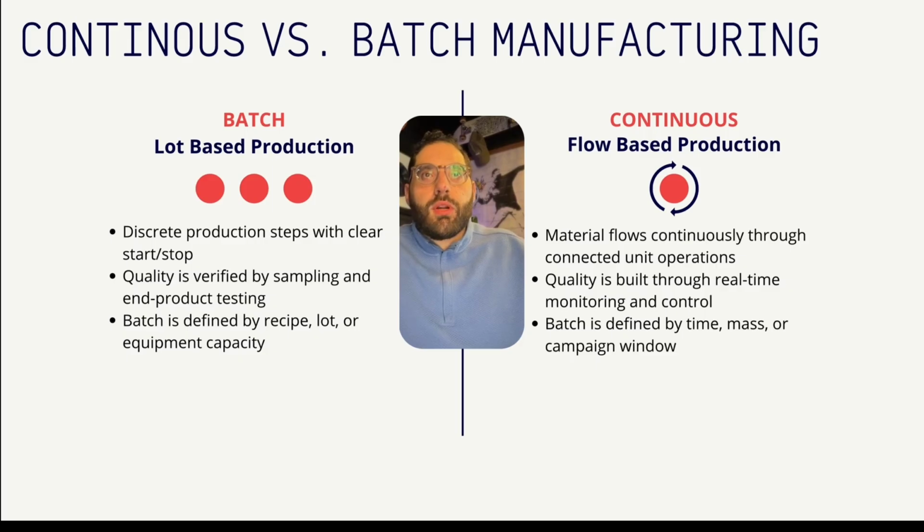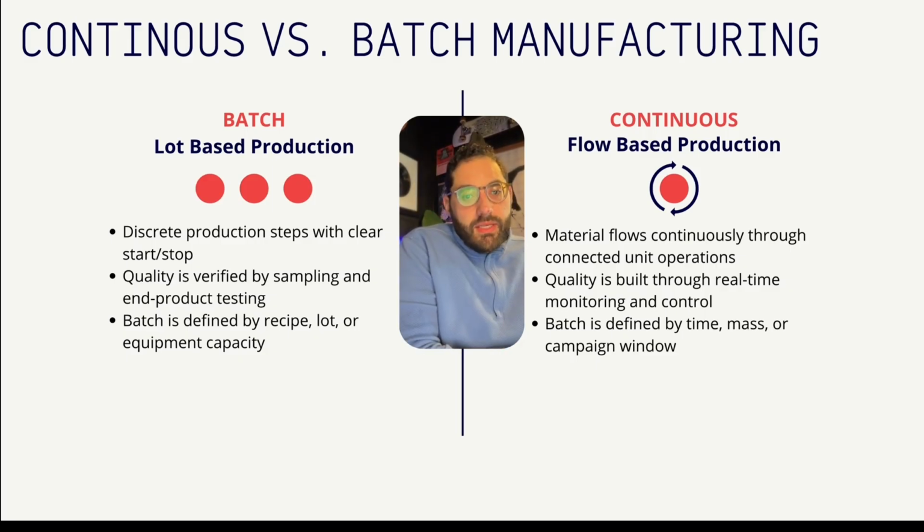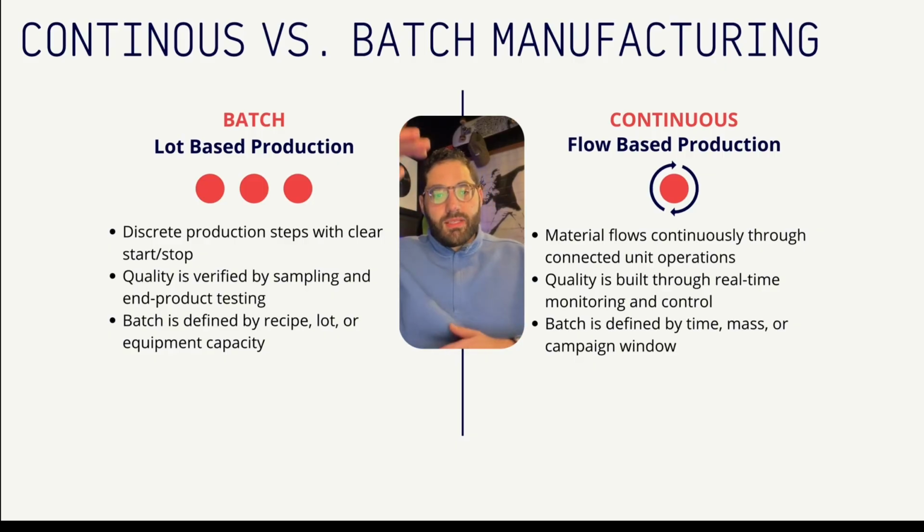Continuous flow-based production, on the other hand, is sort of different philosophically because you have continuous material flowing through end to end. Here, your material is flowing through a continuous process. If you look at pictures of continuous manufacturing process, sometimes they're vertically integrated where you have material flowing in from the top and moving into the bottom process and you get finished product at the end. Quality is built through real-time monitoring and control, and the batch is defined via time or campaign window.